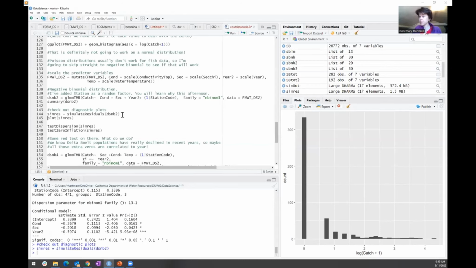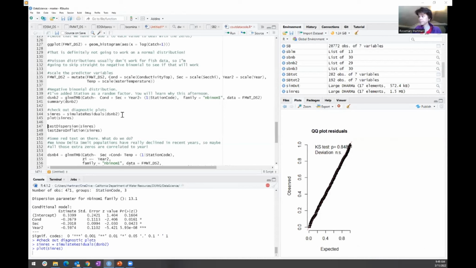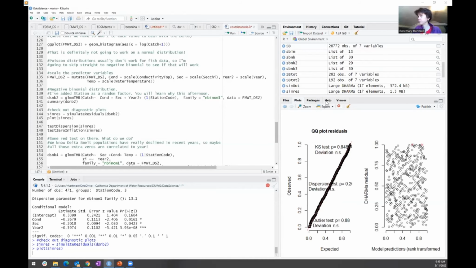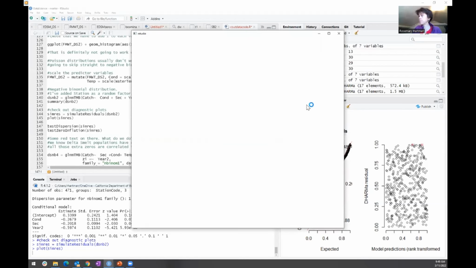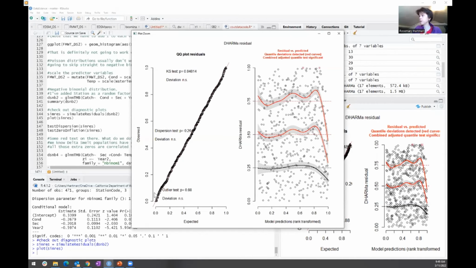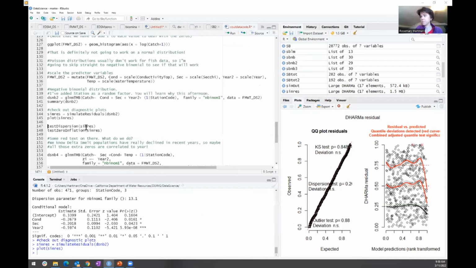Let's look at our diagnostic plots. Okay, so this is actually not bad. Our QQ plot is almost perfect. All the deviation tests that get printed on there are black, meaning you're in the clear, non-significant. However, going over here, you have quantile deviations detected. So there's some issues, and the combined adjusted quantile test is significant. So we've got some trends in the residuals versus predicted values that aren't really great for our models. It's not a perfect fit.